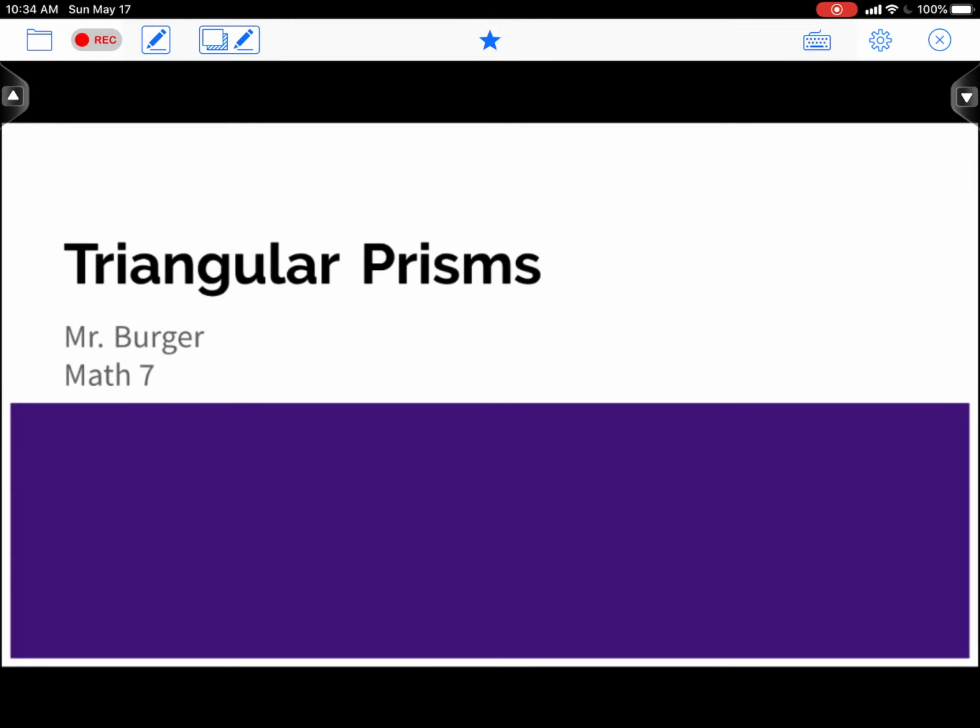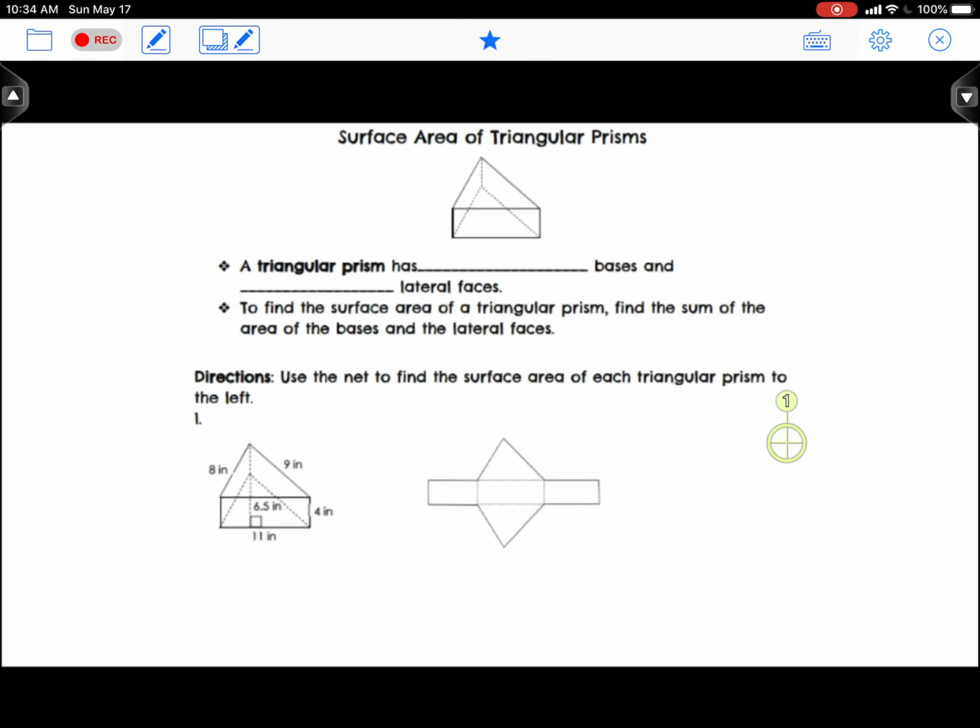Okay, today we're doing triangular prisms. More surface area today. This time we're talking about triangular prisms.